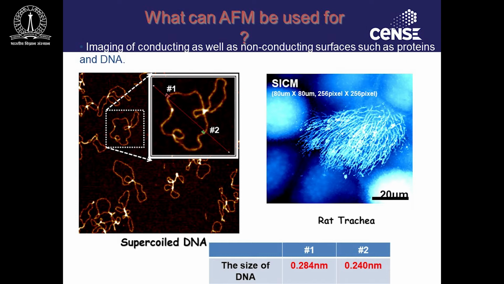And also this is another example of rat trachea. And using this, you can see what is the size of the DNA. It's around this much, 280 nanometers, 240 nanometers. This is what has been recorded. There can be some deviations from what is expected, but this is expected because the lateral resolution of anything that you measure in AFM is dependent on how sharp the tip is. So with the tip going bad, the resolution also goes bad.